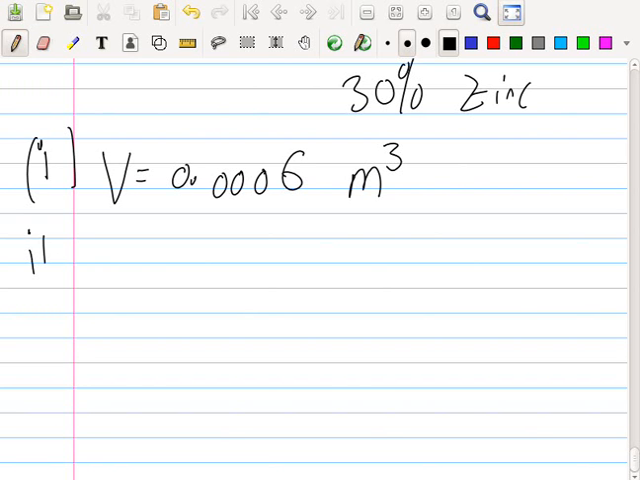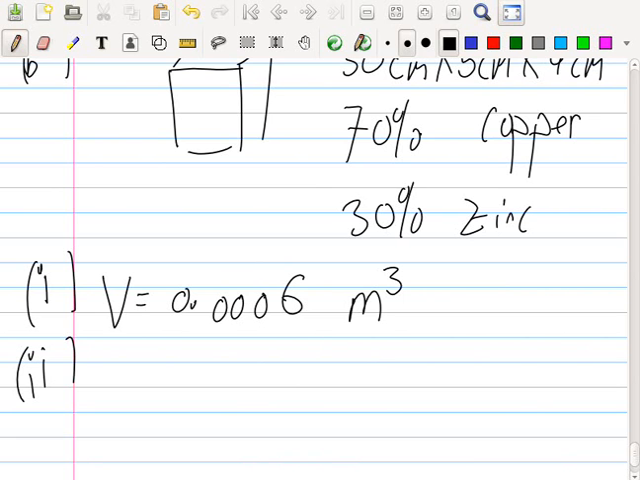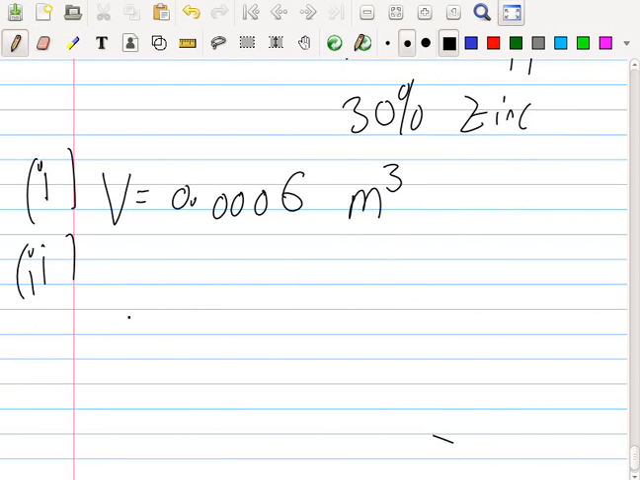Okay, part 2 is calculate the mass of copper used. So this is the volume for total. So for copper, let's get how much that is. It's 70% copper. Okay. Well, firstly, formulas. Density is mass over volume. What do we want? Mass. So that's density times volume.